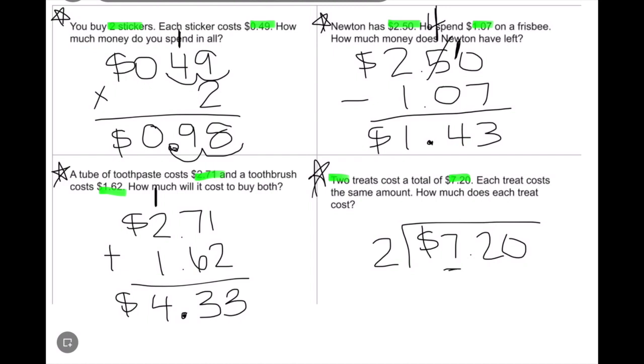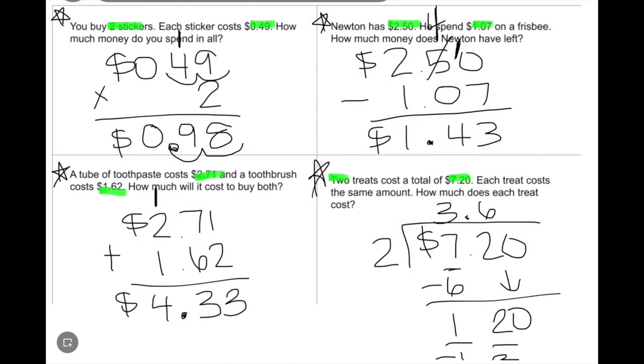So 7 divided by 2, 2 can go into 7 3 times, and that would equal a 6. Go ahead and subtract that. We're left with 1. Bring your decimal to the top, and then bring down the 20. 2 cannot go into 1, so let's go to the next place value. 2 can go into 12, and it will go in 6 times. And then that equals 12, so that's what we would subtract, and then we're left with 0. We need to have another place value there, so put a 0 as a placeholder, and then your dollar sign.